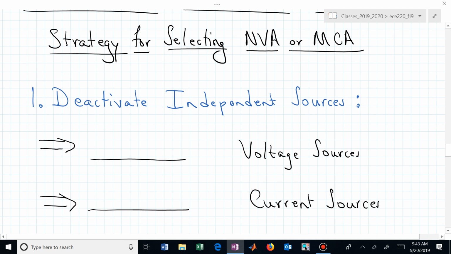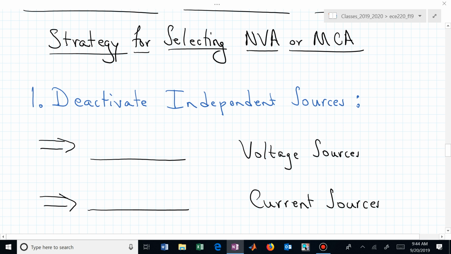Given a circuit, I'm trying to determine, do I do node voltage analysis or mesh current analysis? I initially just scribble on my circuit and I say, okay, I need to zero my voltage sources and zero my independent current sources. If I deactivate my voltage sources, what am I doing with a voltage source if I deactivate it? Am I taking it out of the circuit, or am I doing something else to make that voltage source have 0 volts across it?